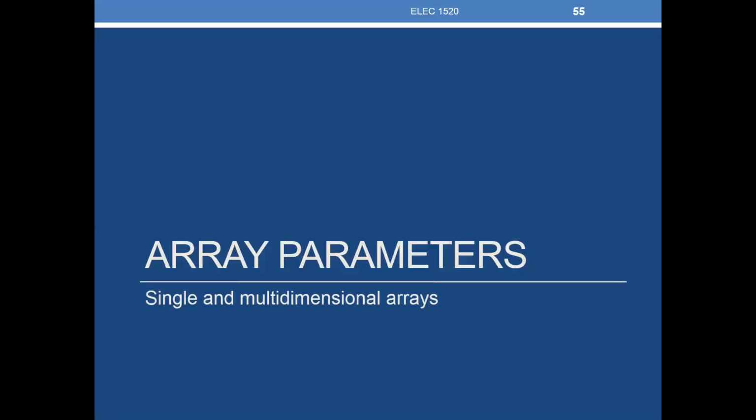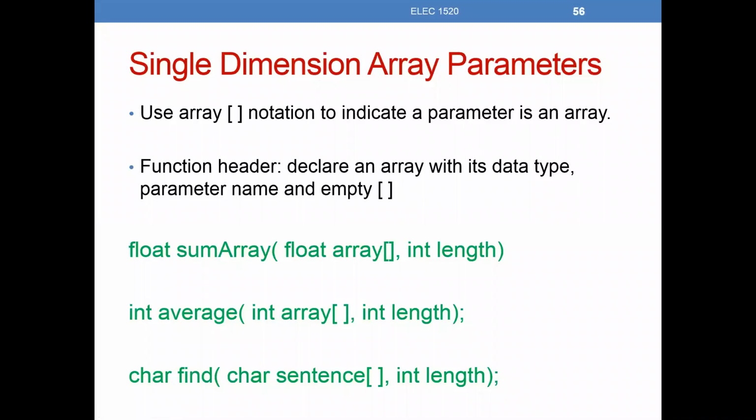Right, now let's see how arrays work as parameters in functions. We'll take a look at single, that's easy, and then multidimensional is a little bit more work, but we'll take a look at how both of those work. So we can use array notation to indicate that a parameter is actually an array. If we don't, it'll think it's a normal variable.